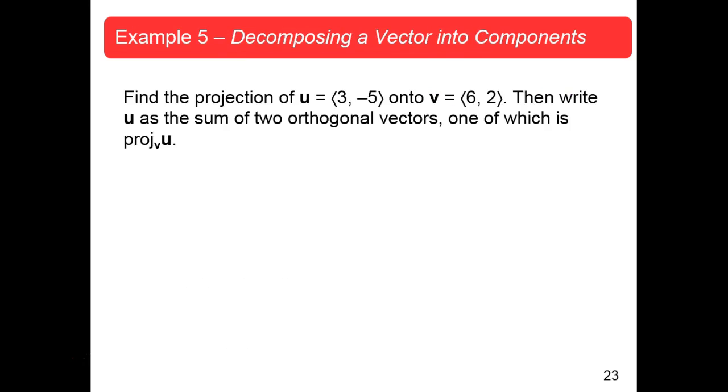Okay. I think that leads us to example 5. Decomposing a vector into its components. Find the projection of u onto v, u being (3, -5) and v being (6, 2). Then write u as a sum of two orthogonal vectors, one of which is the projection of u onto v.